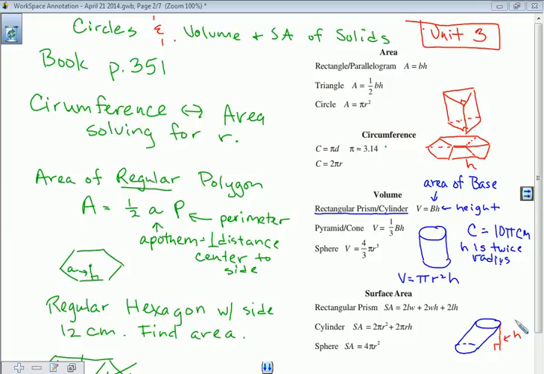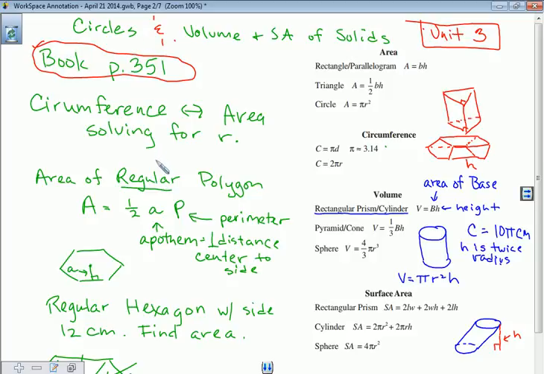Okay, so today we're going to start the review of Unit 3, which is on circles. We are skipping right triangle trig for the moment, even though we're going to refer to it for just a second today. In your textbook, Unit 3 starts on page 351. Unit 3 is volume and surface area of solids, and also all things circles.